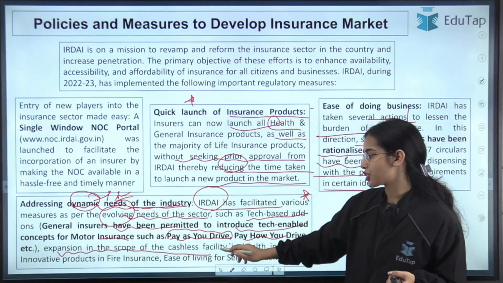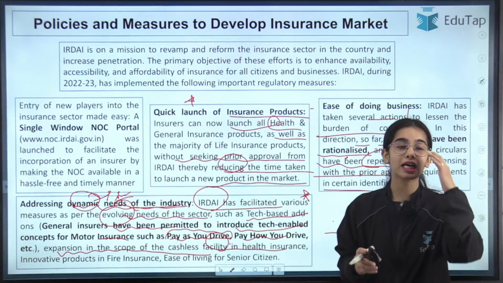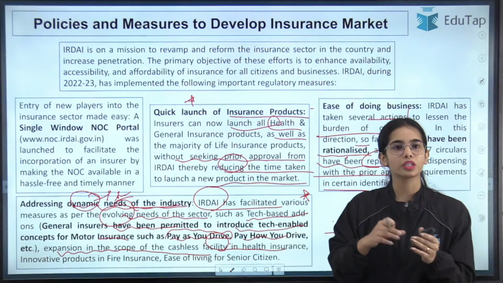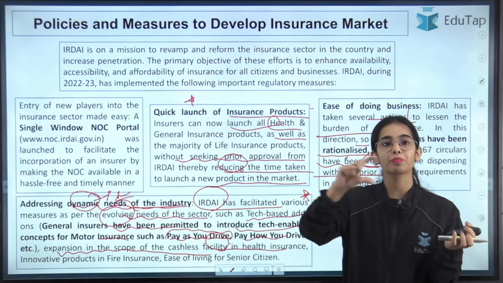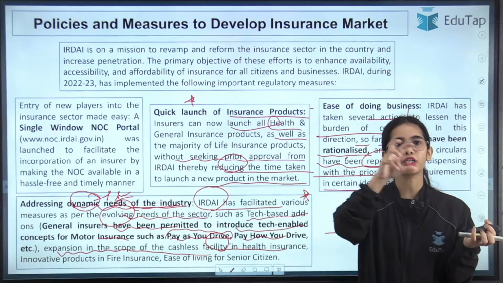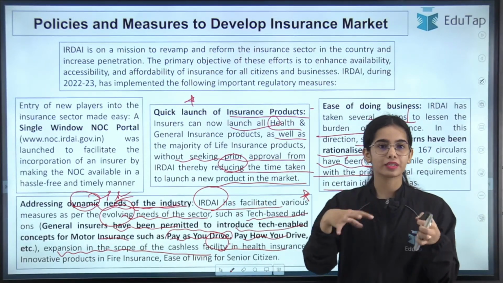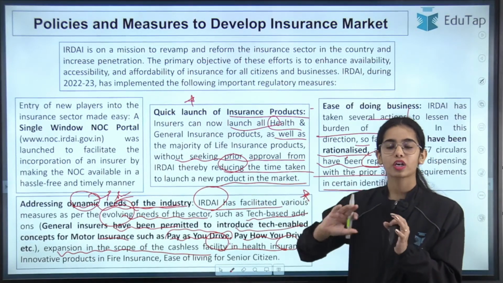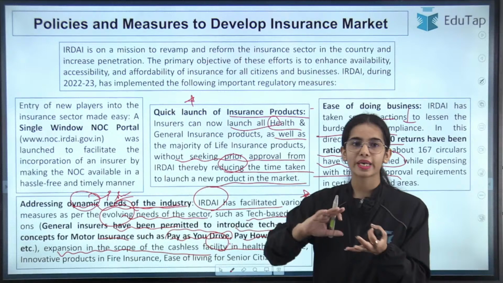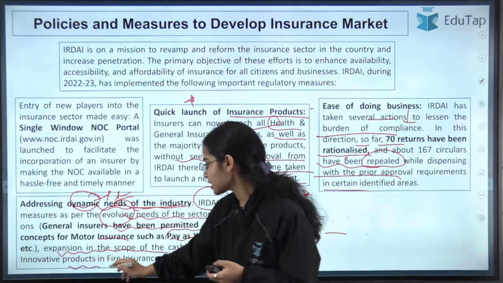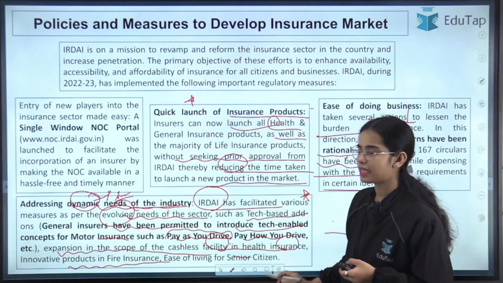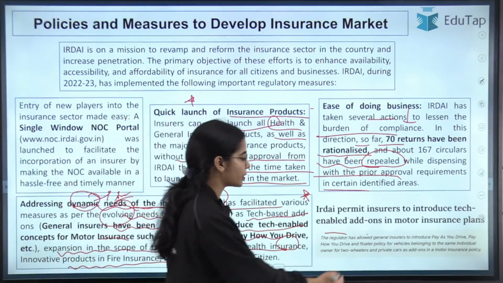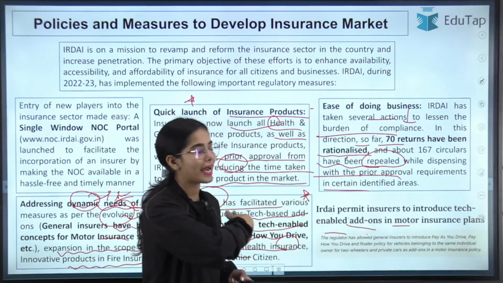Expansion in the scope of the cashless facility in health insurance. It has been said that you have to allow cashless payments, like payments through the digital system. There should be direct payments from the insurer to the hospital, so that if there is some hospitalization, cashless payment should happen for the health insurance. Innovative products in fire insurance, ease of living for senior citizens and such. So here you can see IRDAI permits insurers to introduce tech-enabled add-ons in motor insurance plans and in different plans.